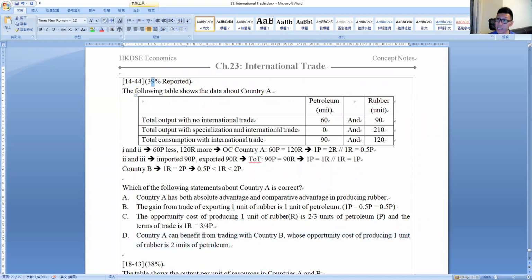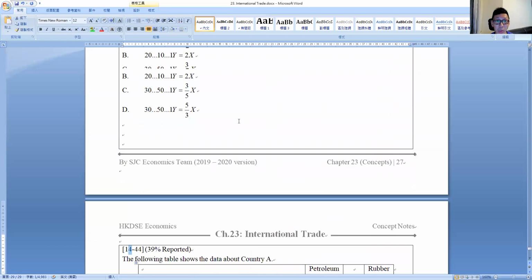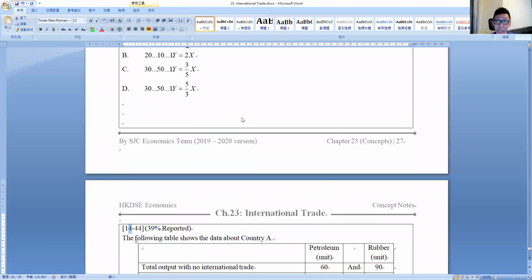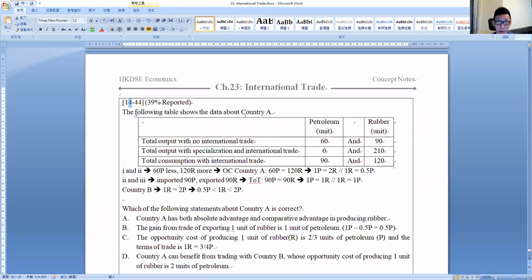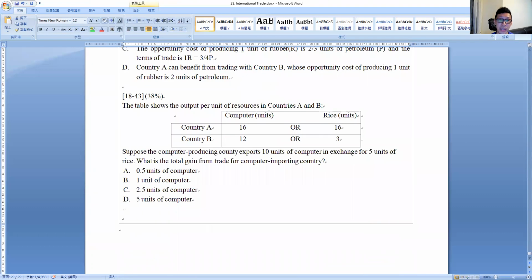This question had 39%. So please note, this was 2014, and next year is 2021, which would be 7 years after this. There is a big chance it will come out. If they want to set a harder question, there is a big chance it will come out. So please make sure you know how to do these 3 questions. Now, for one final question, and we will call it the complete end for this chapter.